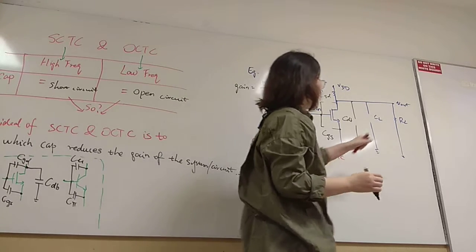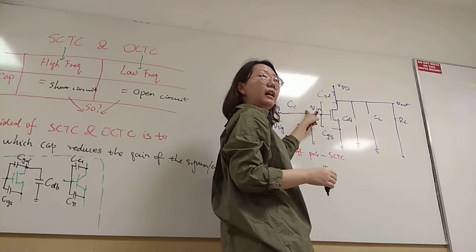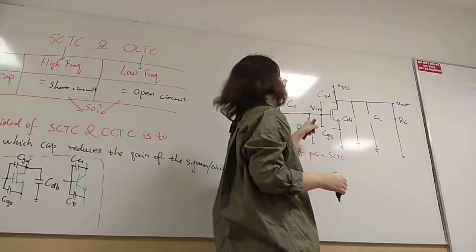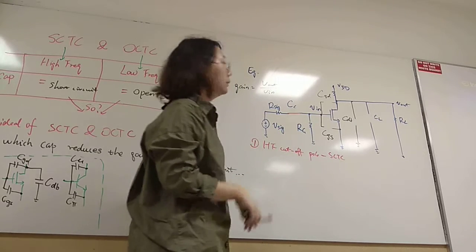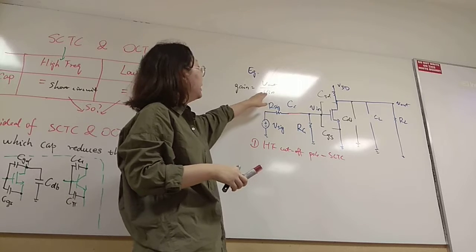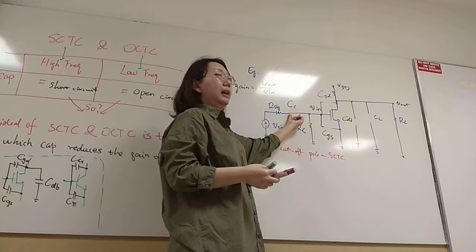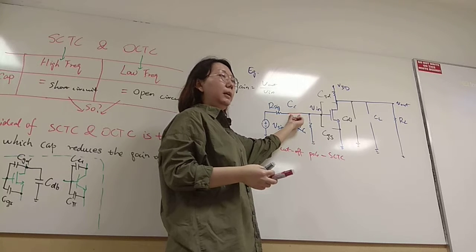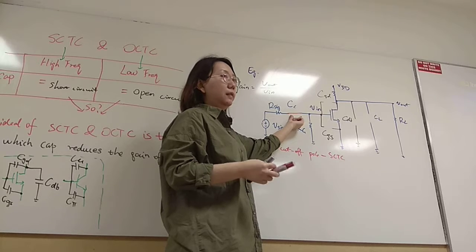So where's my V out? V out is here. V in is here. What will happen after I short my CC? How will my V out over V in change? Originally I had a capacitor there, and now I'm shorting it. So how will my V out over V in change?